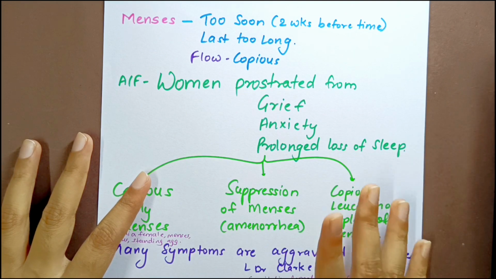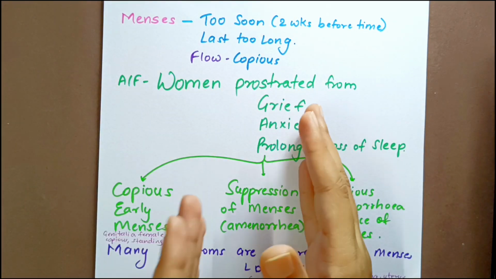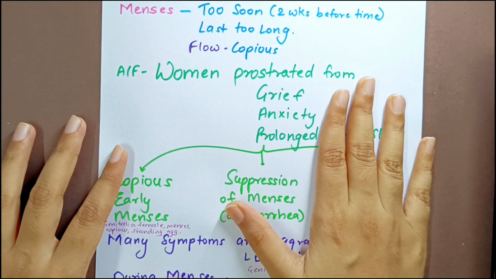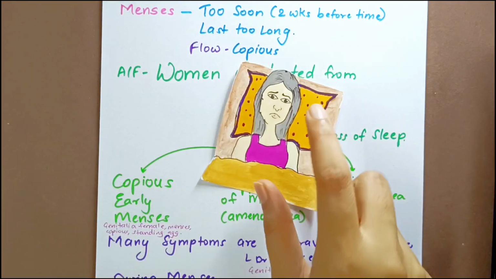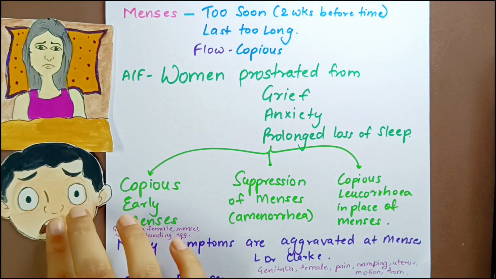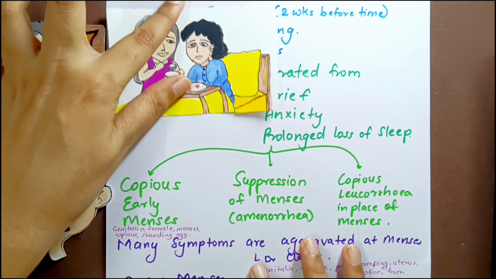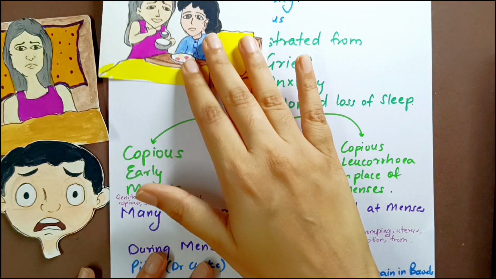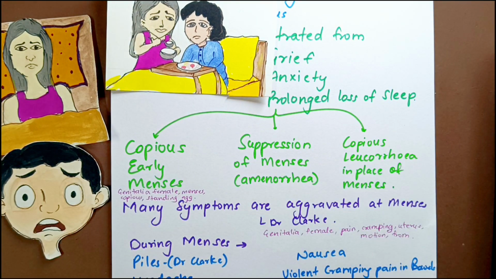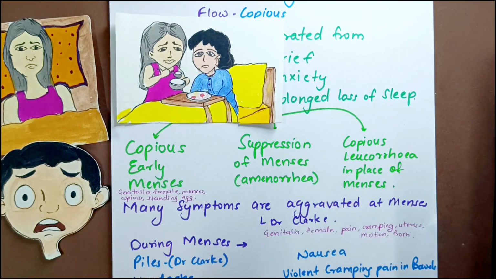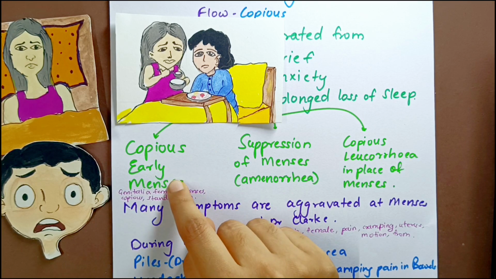And what are the ailments from? Again the same ailments from repeat, and that is why we studied it in general points only. So the ailments from are again the same, that is the woman is prostrated from the grief, from the anxiety, from the prolonged loss of sleep. So all of these situations are there. Anxiety, loss of sleep, and all of that nursing kind of situation is again there. And what will it lead to in the female, especially female related symptoms? It might give you copious early menses, as we have just now talked about. Okay, so too soon menses which last too long and the flow is copious, so that can happen. So copious early menses will be there.